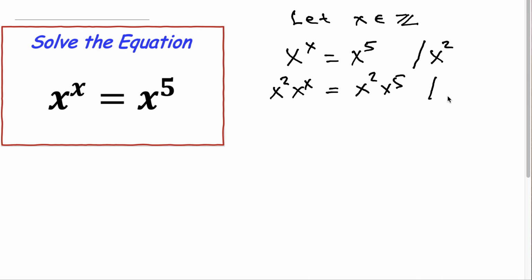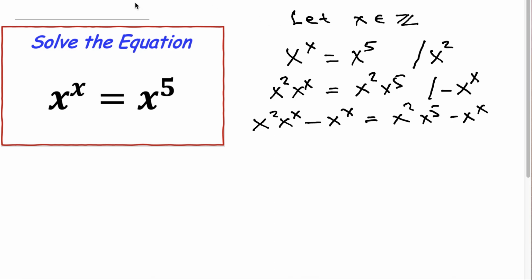And now I'm going to apply here the addition property of equality. I'm going to add to both sides the minus x to the power x. If I'm adding to both sides, this equation is going to take the following form: x squared x to the x minus x to the x is equal to x squared x to the 5 minus x to the x. And now from both sides I'm going to subtract x squared x to the 5 minus x to the x, because one side I want to make equal to 0.